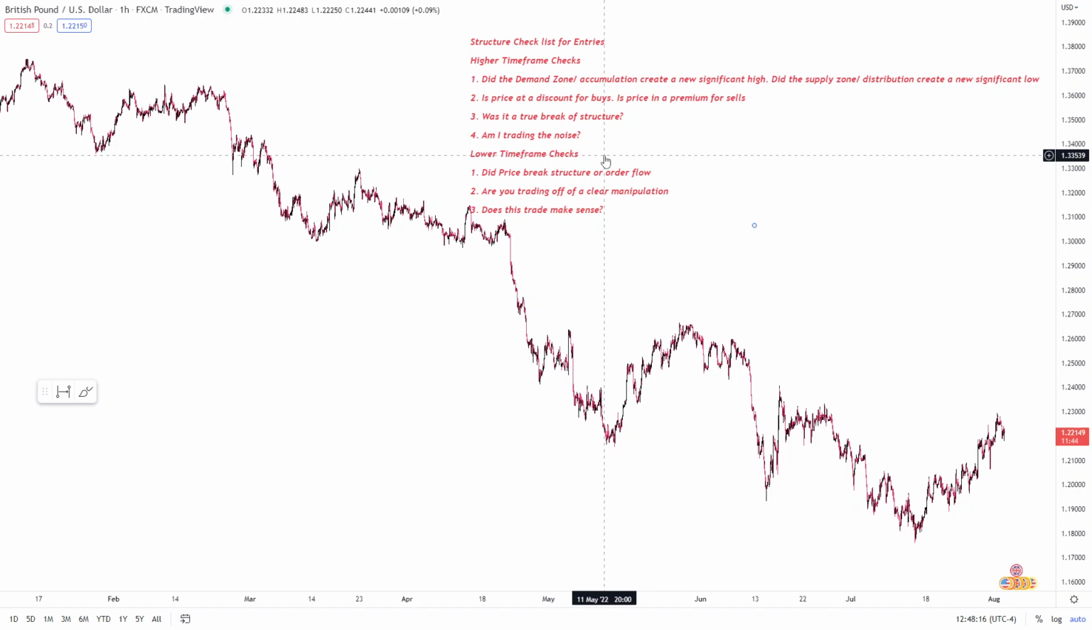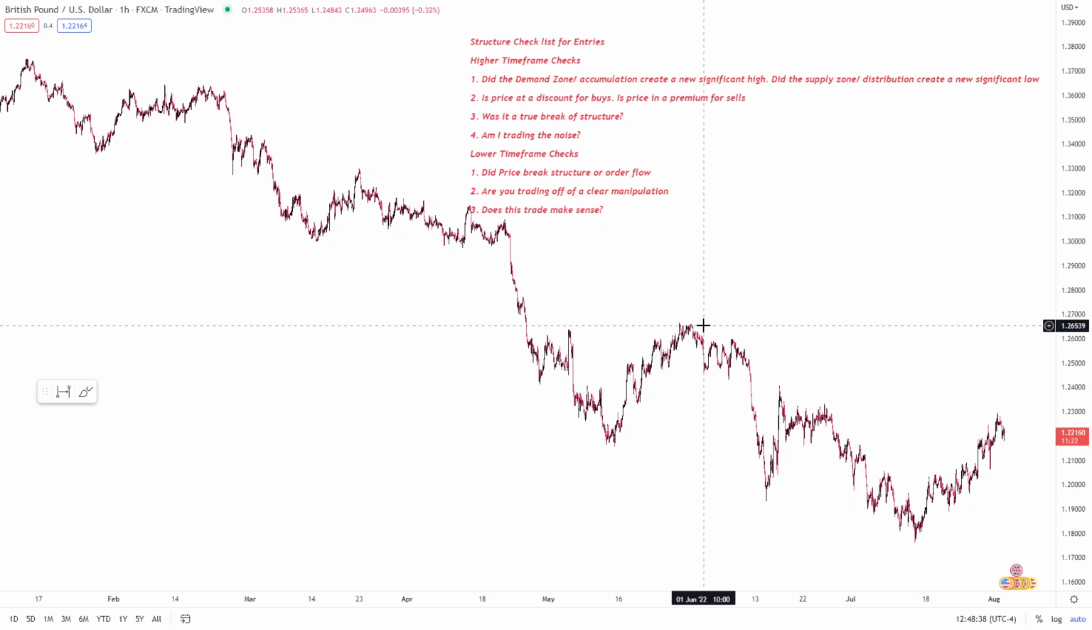Structure checklist for entries. So on the higher time frame, firstly, did the demand zone or accumulation create a new significant high, or did the supply zone or distribution create a new significant low? Now, if I'm speaking French at this point, you should probably check out a couple of our other videos on the channel relating to supply and demand and Wyckoff.